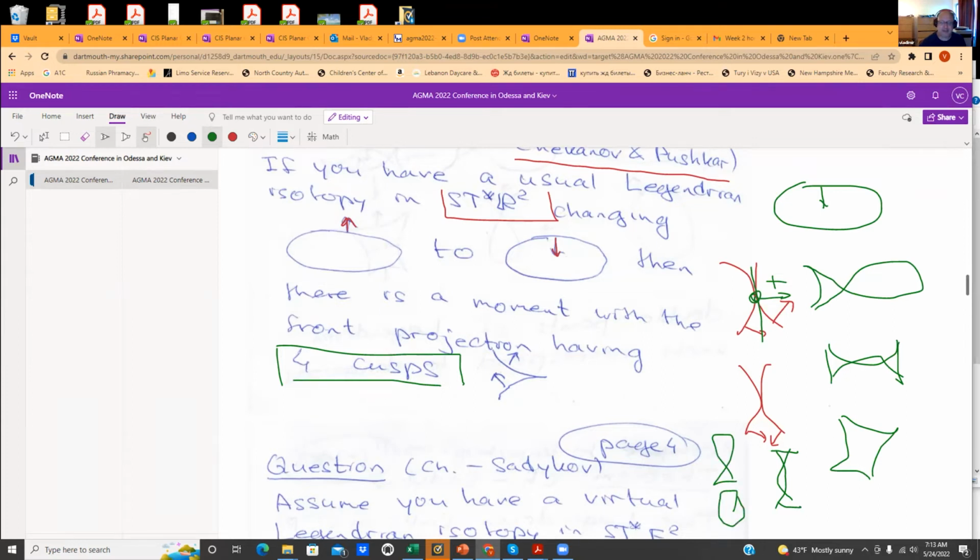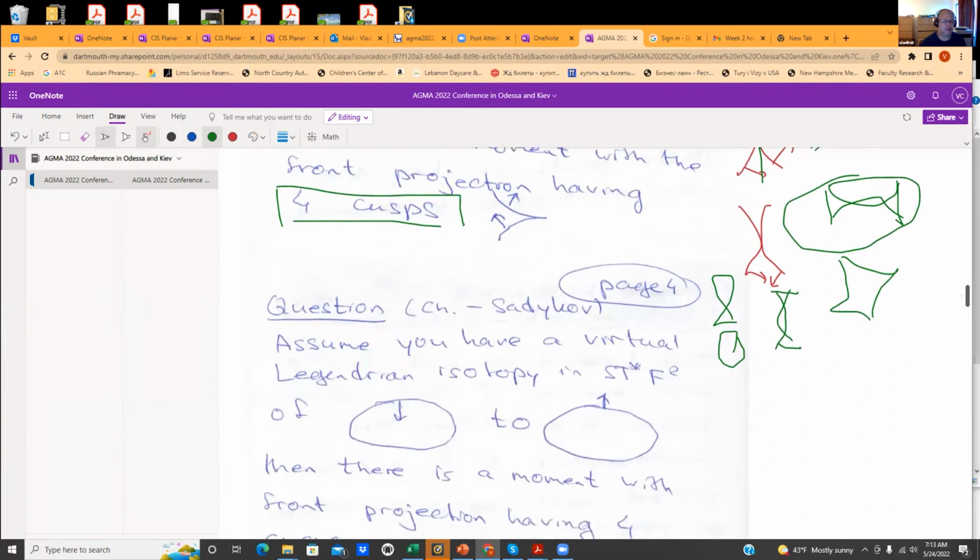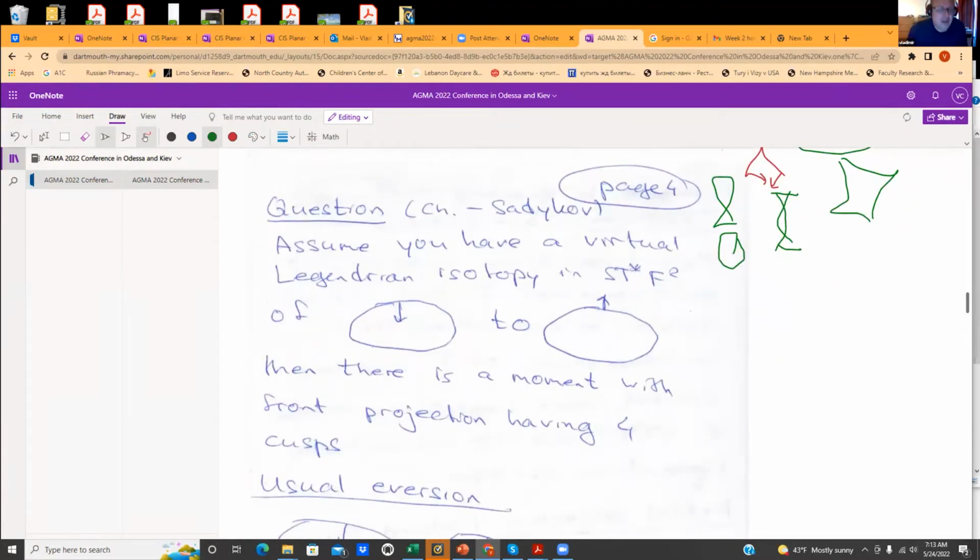So what is important is that there is a moment, namely here, when you have a picture with four cusps. So the question that we pose with Rustam Sadikov is the following. Assume that you have a virtual Legendrian isotopy, actually on any surface, that transforms the elliptical front propagating inside to an elliptical front propagating outside. Does it mean that there will be a moment when you will have four cusps? We don't know the answer to this question, so this is a conjecture that it will.